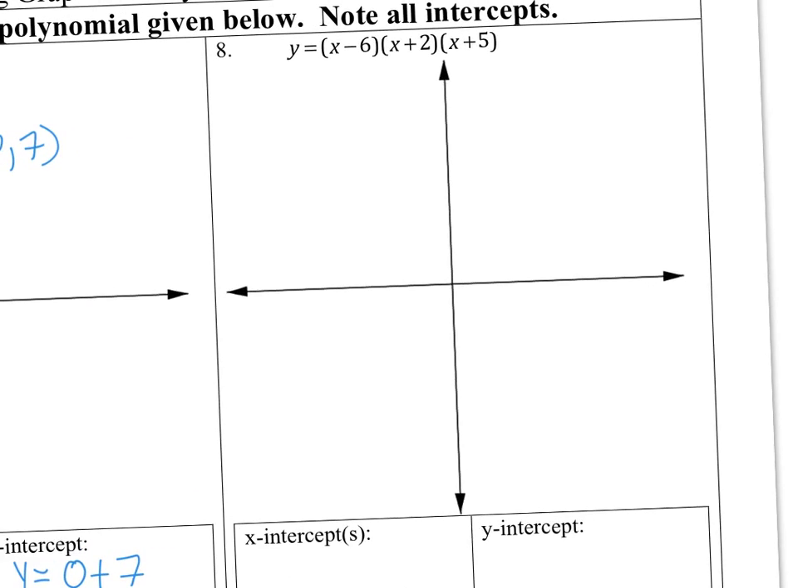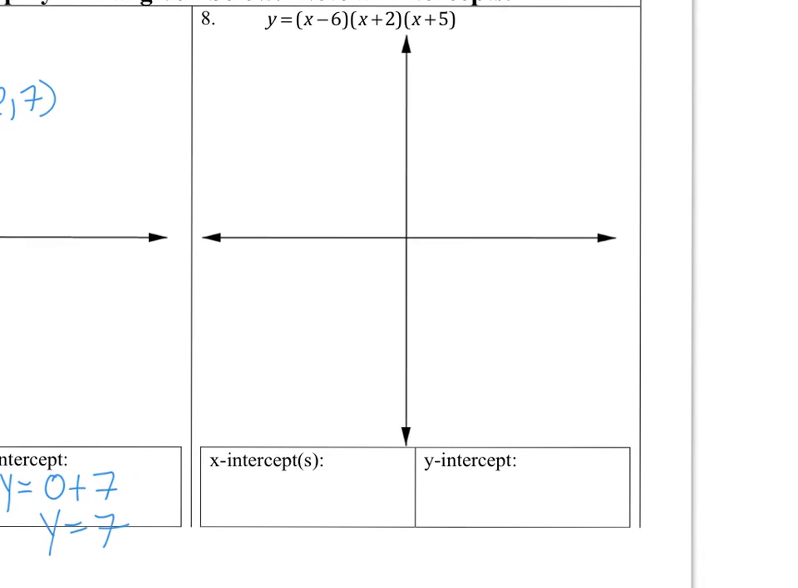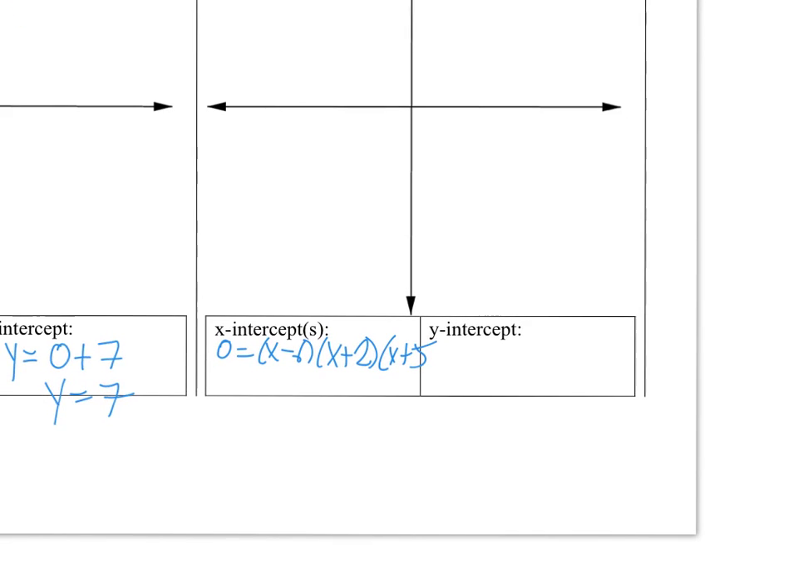For our second one here, we're given one with 3 different parentheses. My x-intercepts are going to happen whenever y is equal to 0. So 0 equals x minus 6, x plus 2, x plus 5. I'm going to scroll down a little bit. That means that x minus 6 is equal to 0, which means x equals 6. 1, 2, 3, 4, 5, 6.